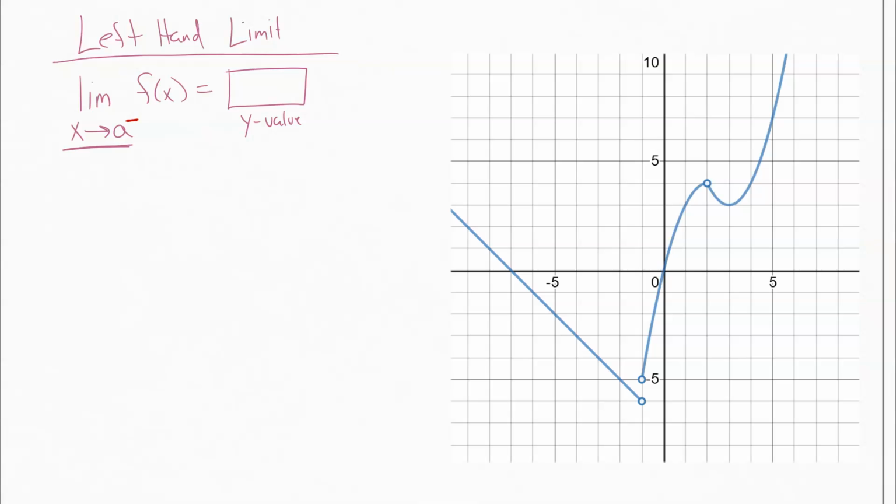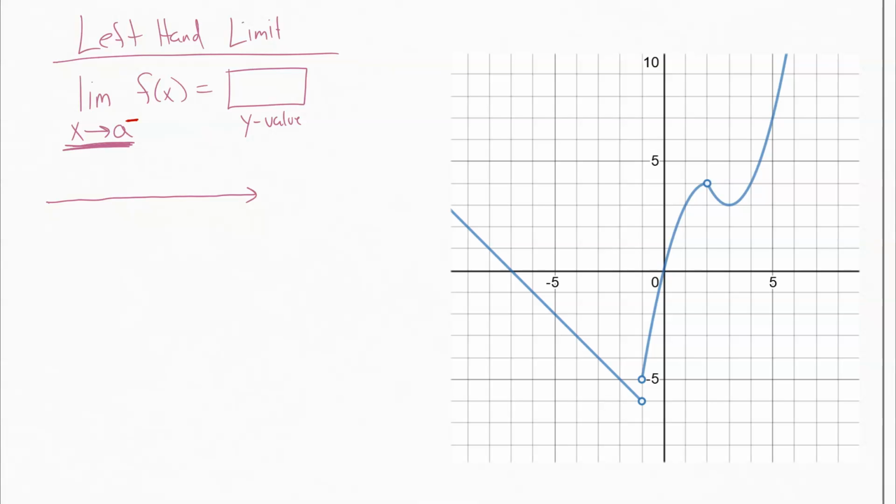So as x approaches that value, what y value does it look like our graph is headed towards? Not do we get there or not, but what does it look like we're headed towards? And when they say left-hand limit, it means following your graph, moving from the left side. So moving from left to right, what does it look like your graph is headed towards? Let's take a look at this example over here and look at something specific.